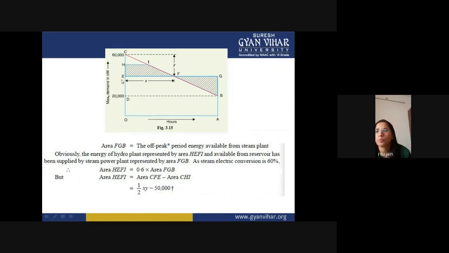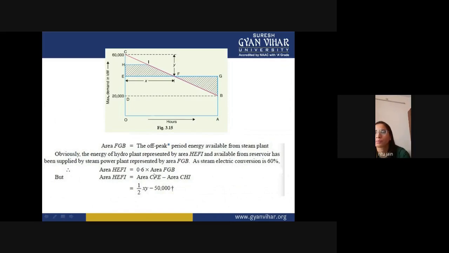Now, area FGB, this is the area FGB. This is your off-peak period, so the off-peak period energy is available from the steam plant. This is the energy available from the hydropower plant, and this is the energy available from the steam plant. Obviously the energy of the hydro plant is represented by the area HEFI. This is the energy of the hydropower plant available from the reservoir, which has been supplied by the steam plant, represented by area FGB. So as steam electric conversion is 60%, the area HEFI is equal to 0.6 into area FGB.